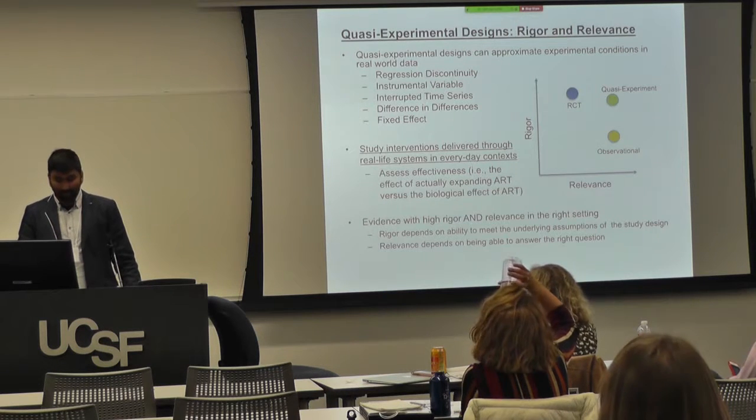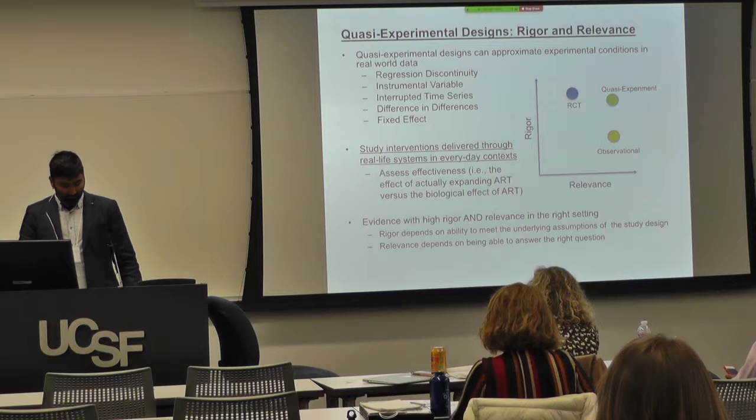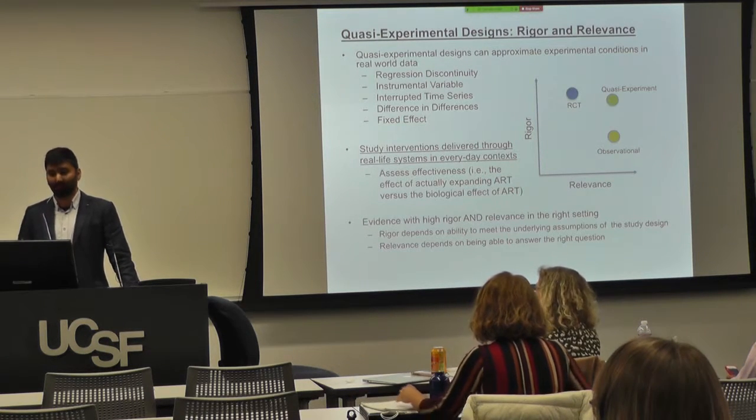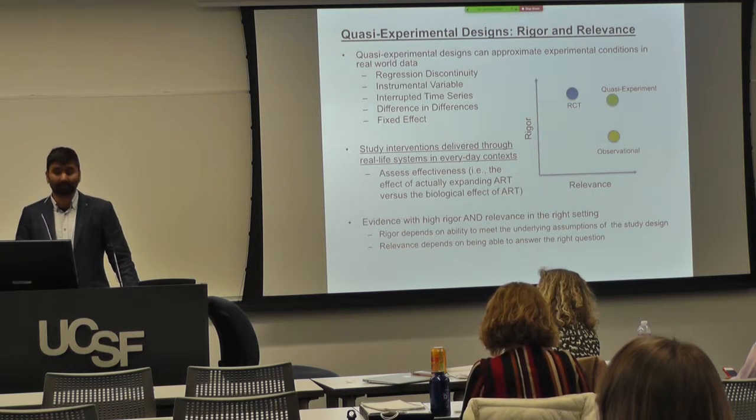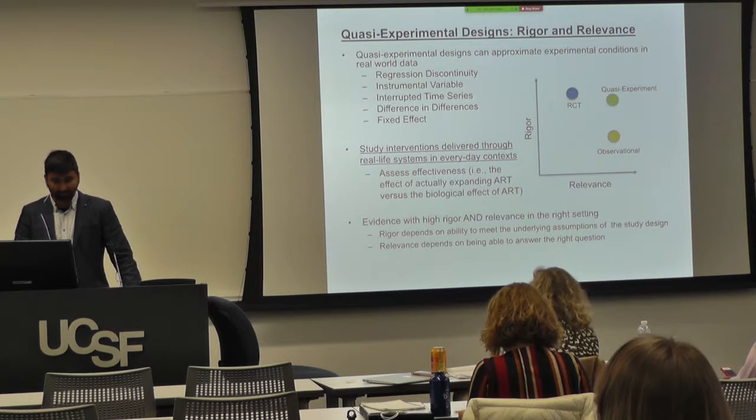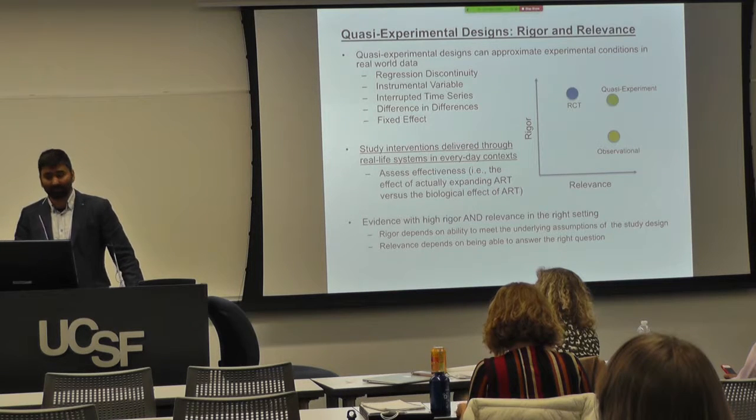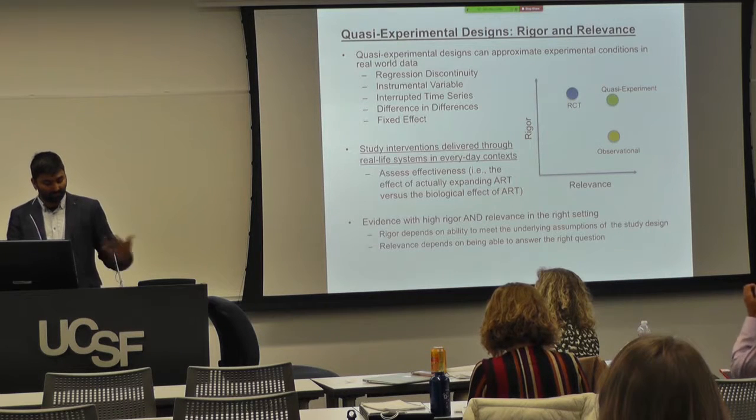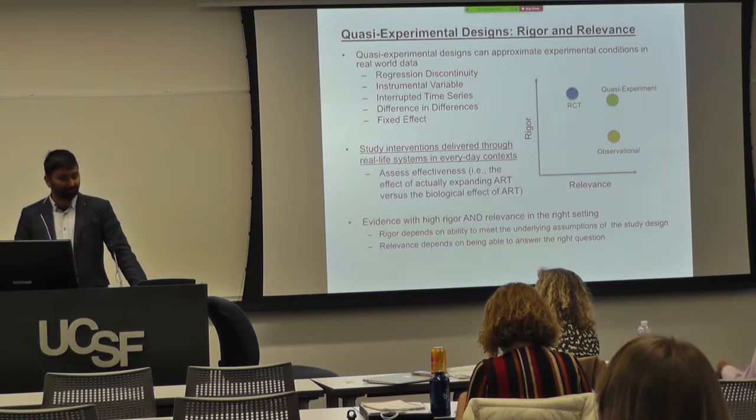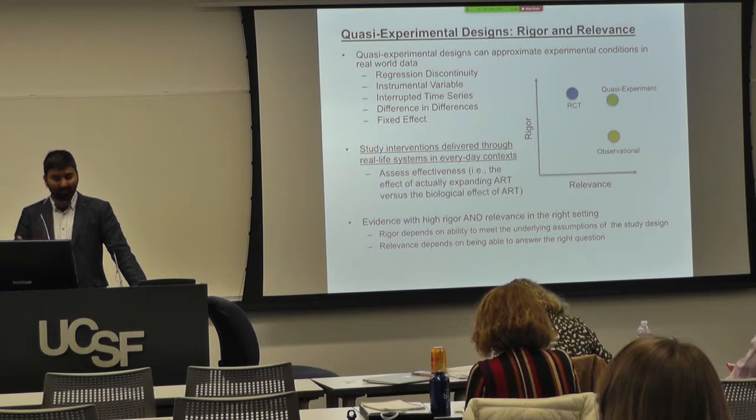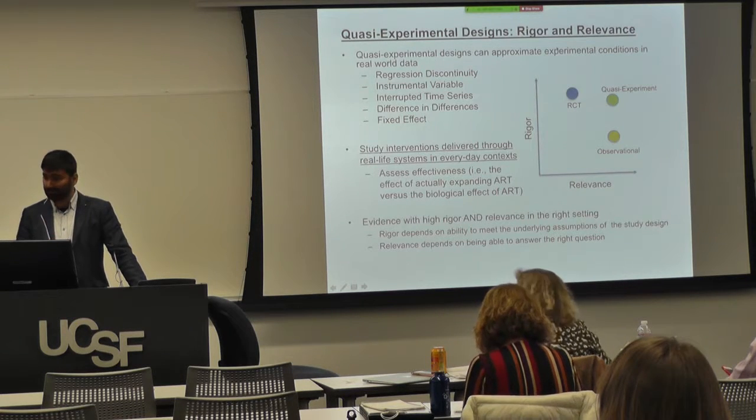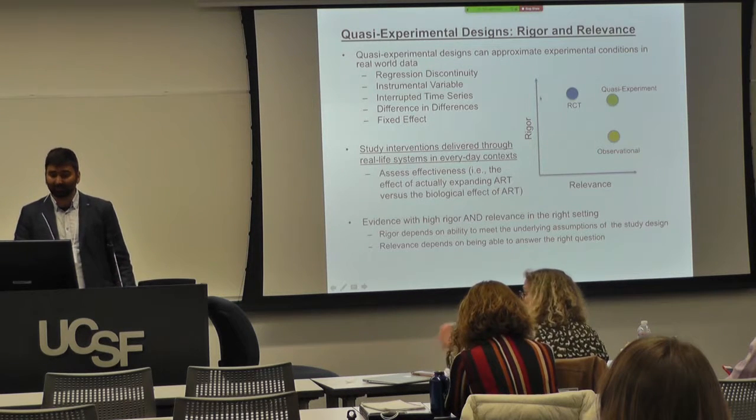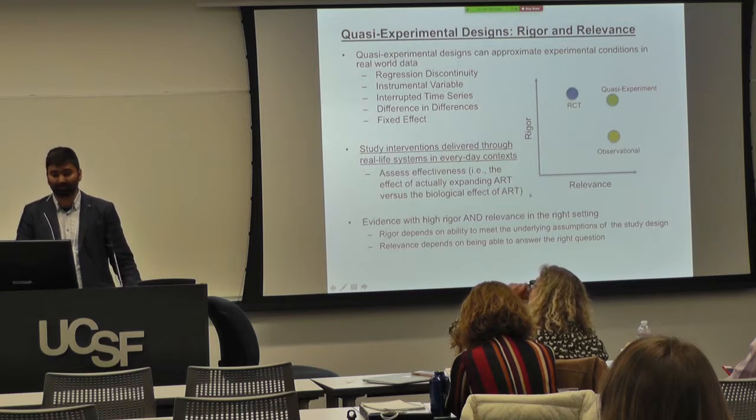I think one of the key benefits of quasi-experimental designs is that you get to study the interventions delivered through real-life systems in everyday contexts. So you get to assess the effectiveness, which is the effect of actually expanding ART, versus the biological effect of ART. In RCTs, in attempting to assess the biological effect, they frequently control for confounding by carefully selecting patients, carefully selecting sites, and essentially interfering with the intervention process through this tightly controlled environment.